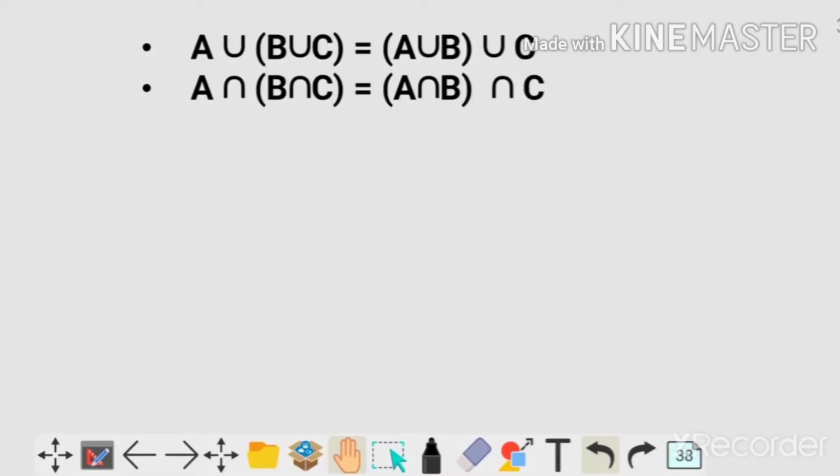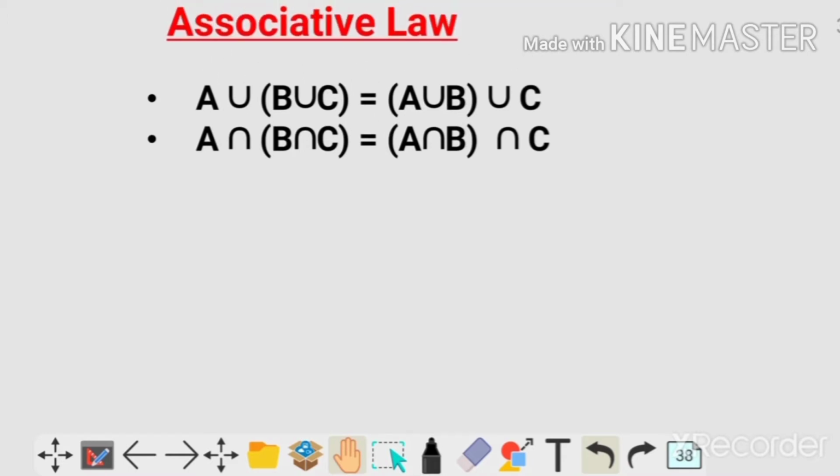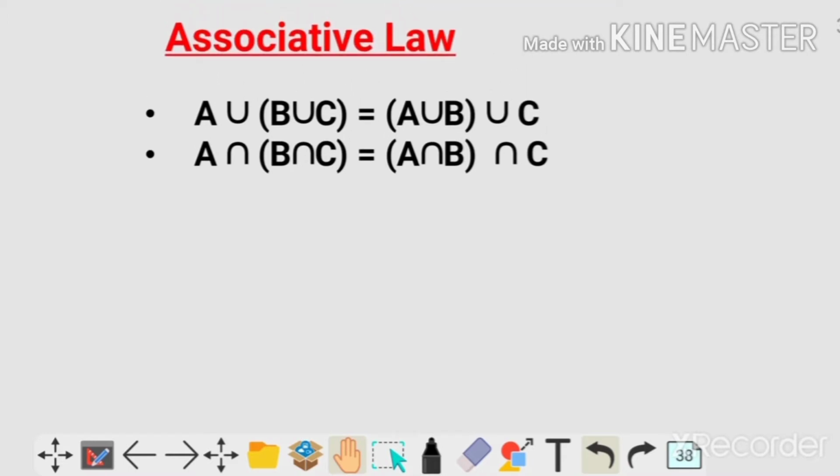I think you remember this law, right? We have learned it in the previous lesson. What is the name of this law? So it is associative law. We have proved this law in the previous lesson through Venn diagram.